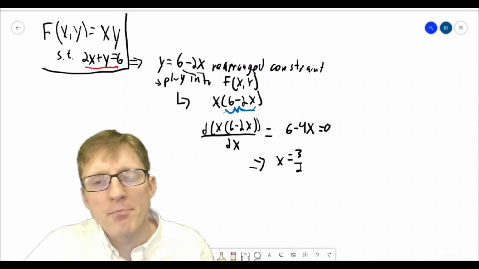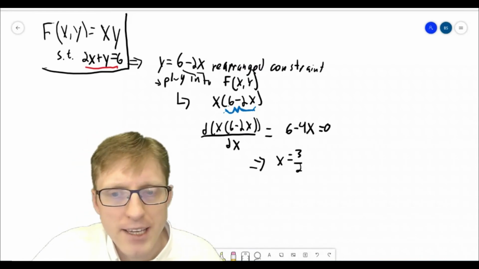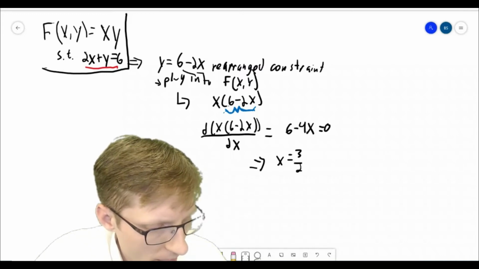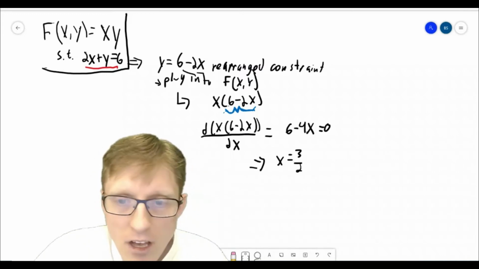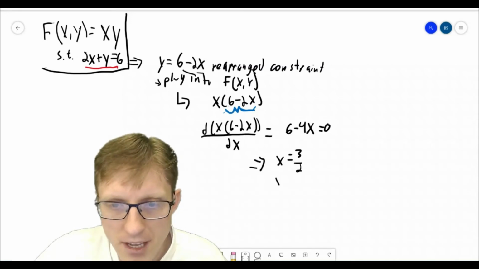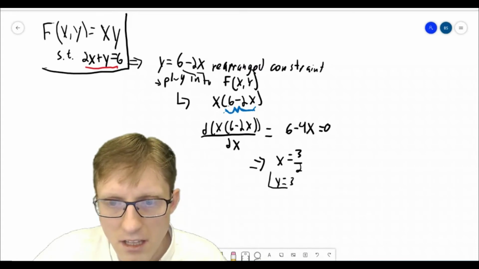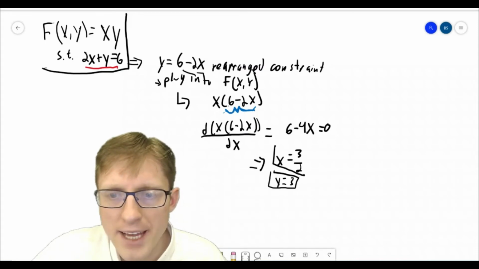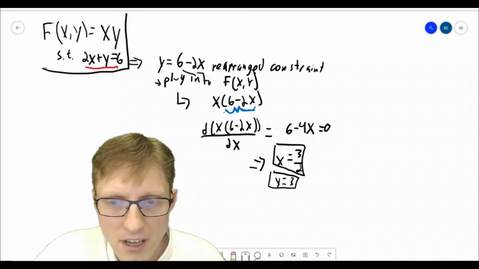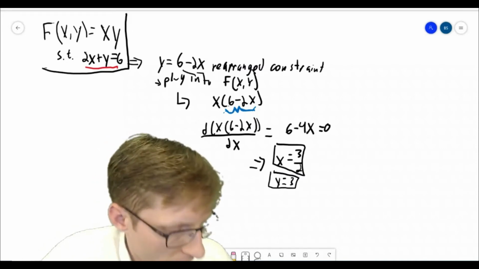You could then plug this value of x back into the constraint, and you would find that, let's see, y is equal to 6 minus 2 times x, so y is equal to 3. And again, you can plug these back in to find what the maximized value of the function is. It's 9 over 2. So that's it.